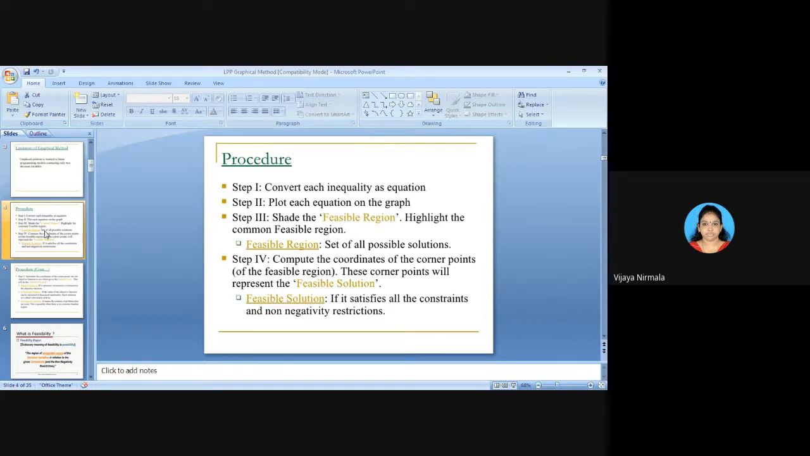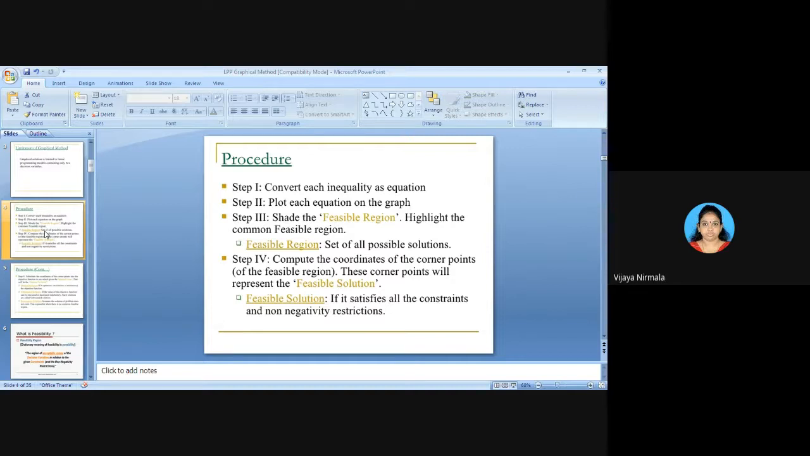And in the next step 4, compute the coordinates of the corner points which are there in the feasible region. Compute the coordinates of the corner points of the feasible region. So these corner points used to represent the feasible solution. Whatever the corner points that will be there, those used to represent the feasible solution.